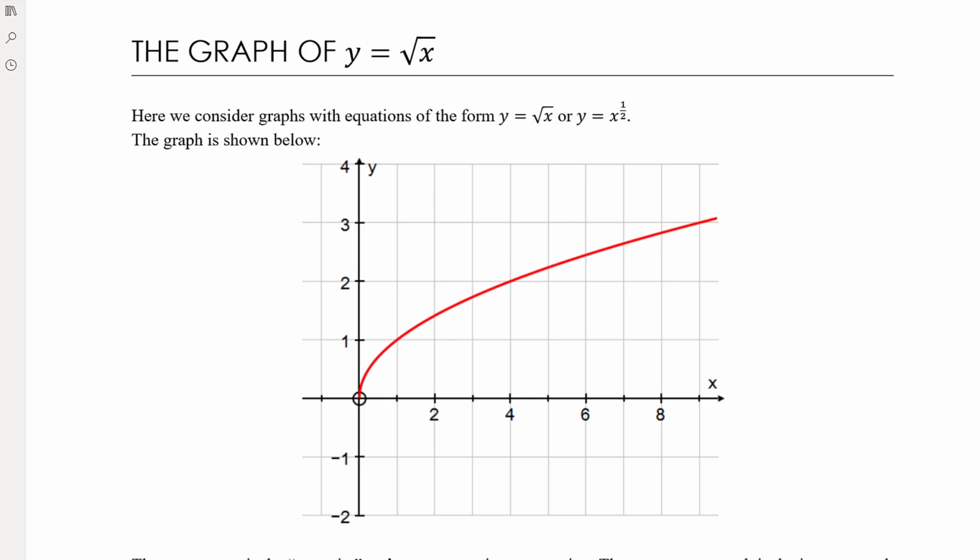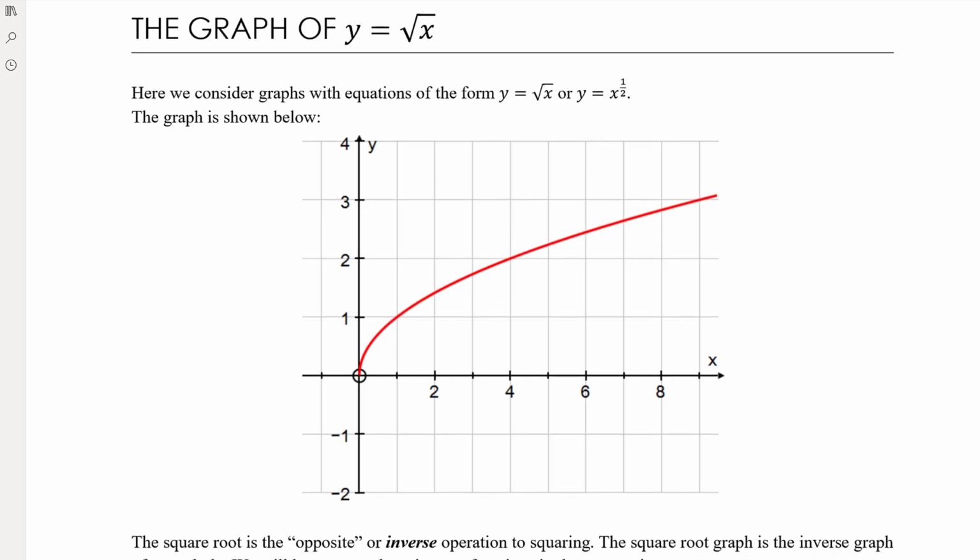Okay, so our new graph shape, our graph is y equals square root of x, or y equals x to the power of a half. They are the same thing. Okay, let's think about some points. So when x is 0, obviously y, which is the square root of x, is the square root of 0, which is 0. So the graph goes through the origin. When x is 1, y is the square root of 1, which is 1. So it goes through the point (1, 1), which we can see.